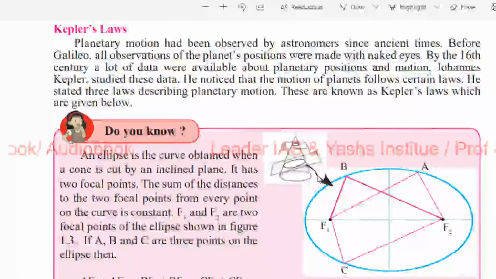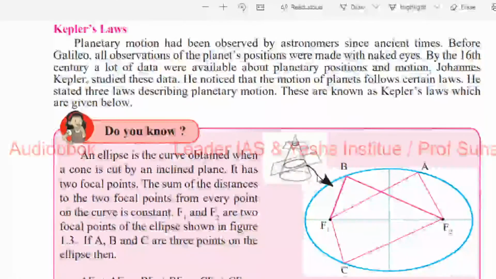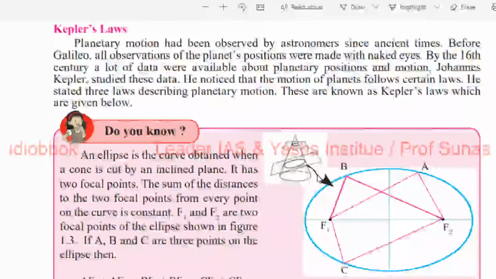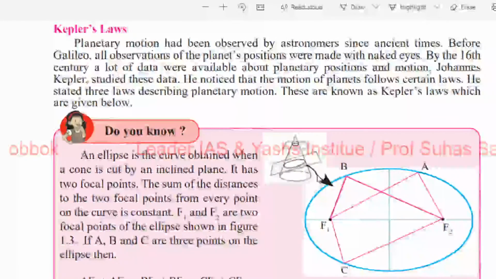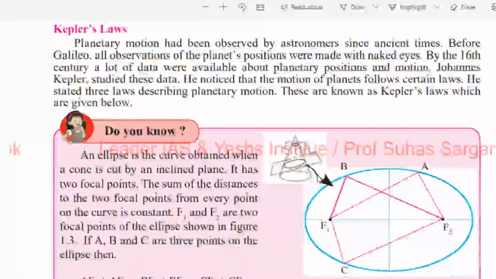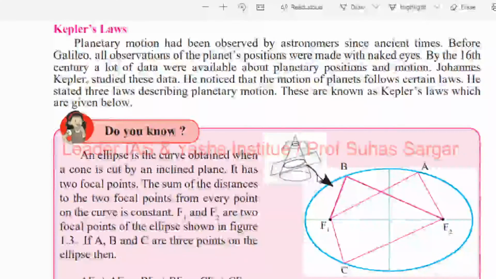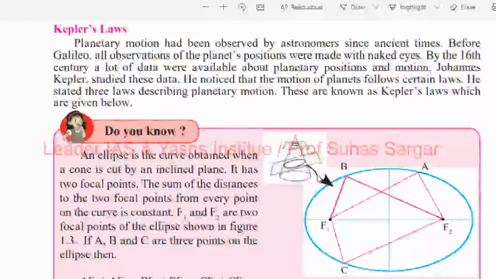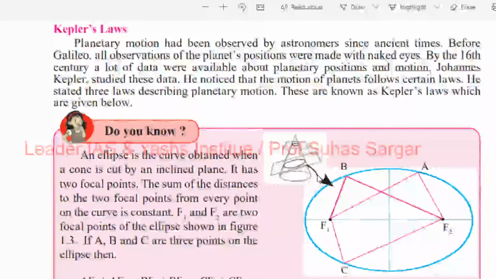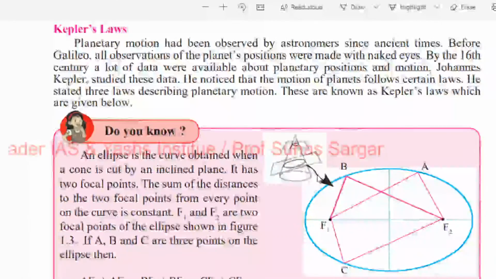Planetary motion had been observed by astronomers since ancient times. Before Galileo, all observations of the planets' positions were made with the naked eye. By the 16th century, a lot of data were available about planetary position and motion. Johannes Kepler studied these data. He noticed that the motion of the planets follows certain laws. He stated three laws describing the planetary motion. These are known as Kepler's laws, which are given below.